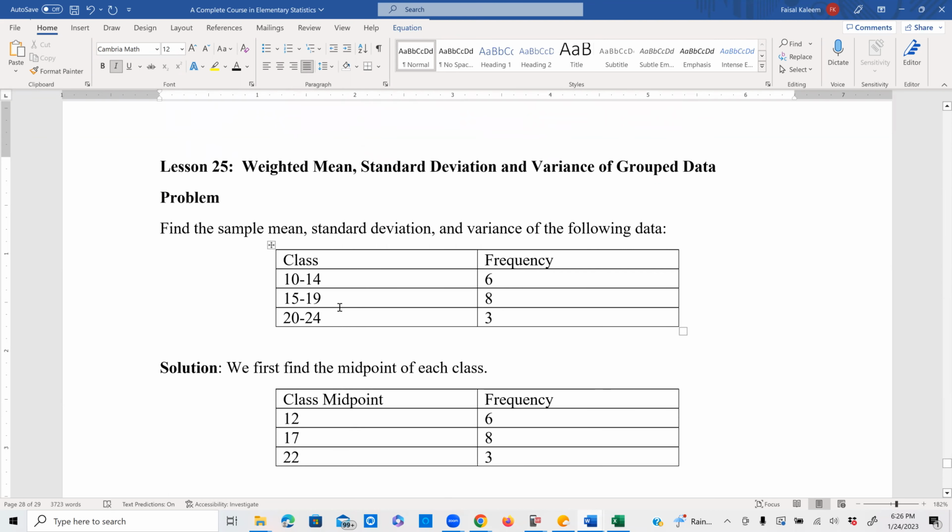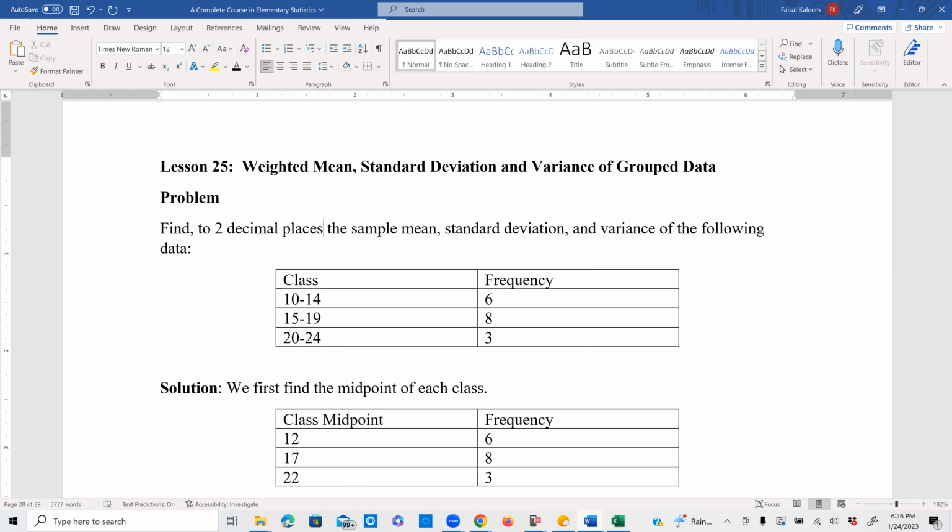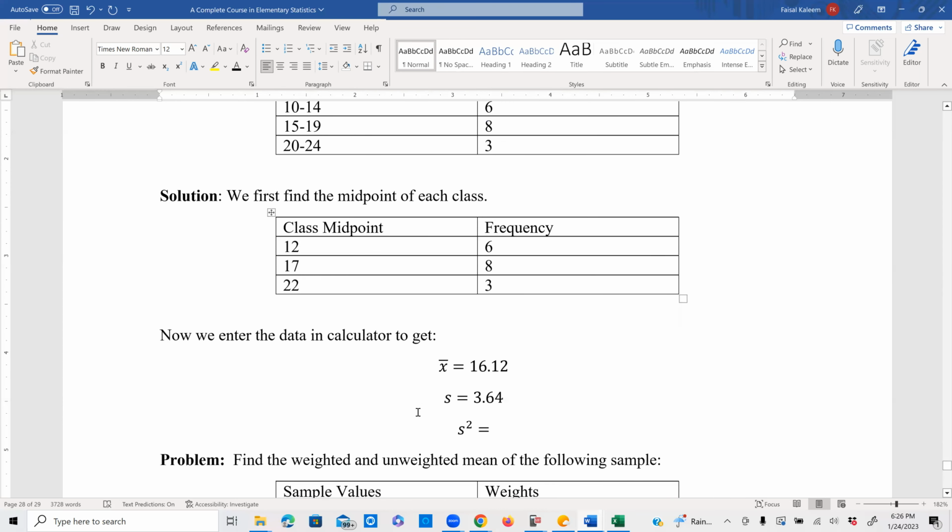And let's say we have these directions. Find to the nearest hundredth, to 2 decimal places. Back to 2 decimal places. Okay, so we have these two.